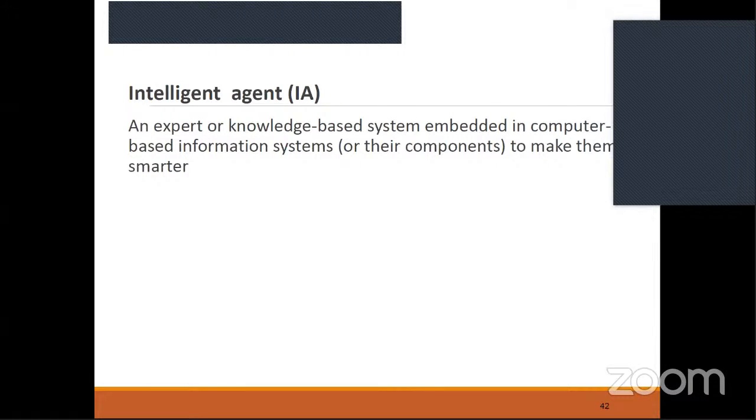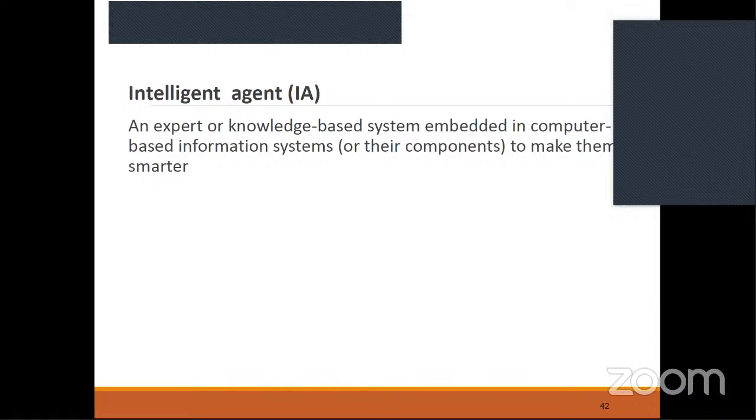Expert or a knowledge-based system embedded in a computer-based information system to make things smarter. Any intelligent agent is a software system which can use knowledge and then make certain informed decisions so that they actually work in a smarter way.